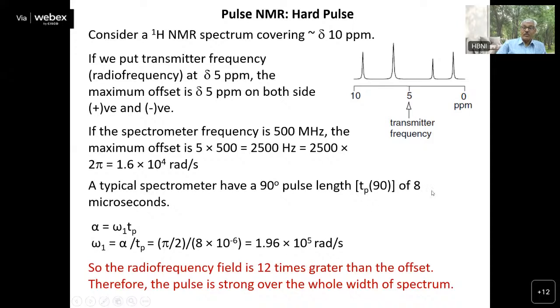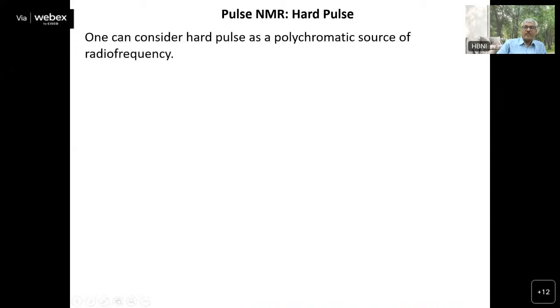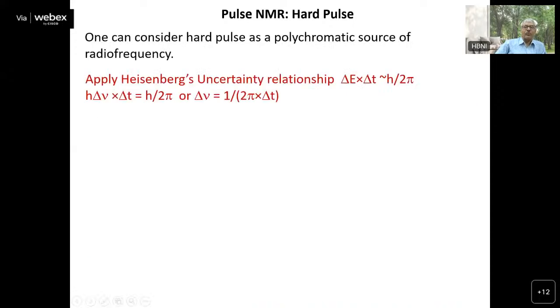If you reduce this pulse duration later to 1 microsecond, you will get a higher omega 1. That means you will have a stronger field. And normally, in many machines, this 90-degree pulse is between 5 to 20 microseconds. Now, we saw that in terms of the field.